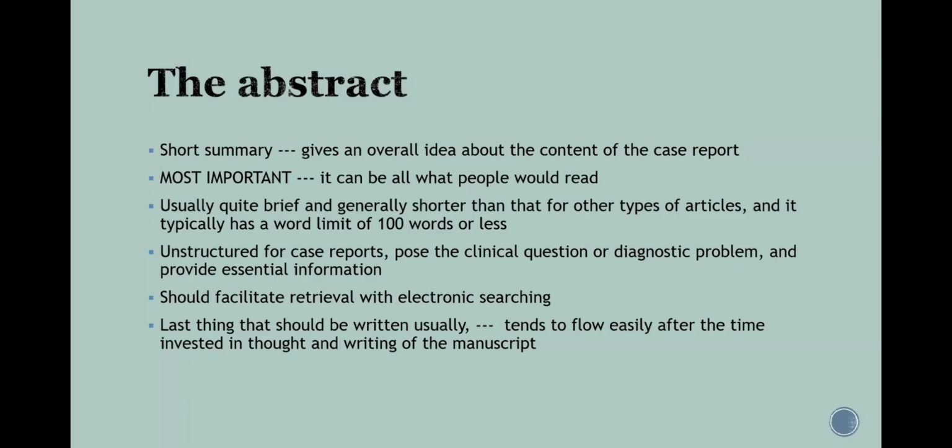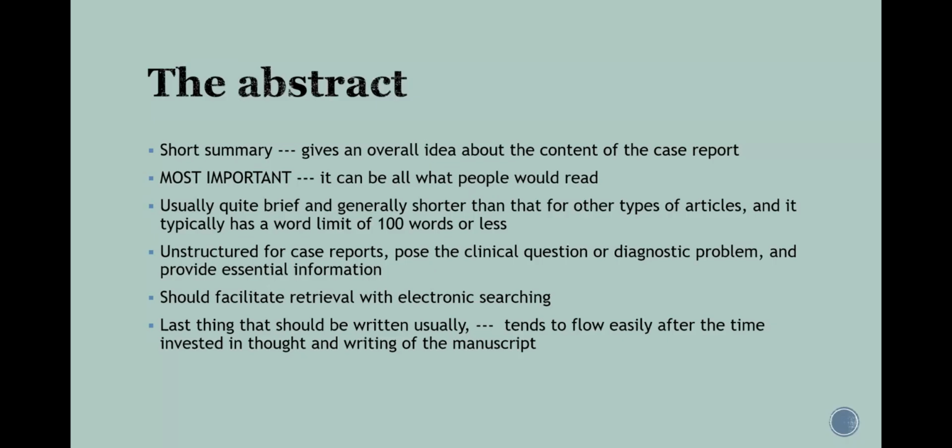So the abstract is one of the most important things. Why? Because it can be all that people read before reading your whole case report, and the same goes for original articles. It should be the most important short summary, the overall idea, and it is quite brief. Most of the time it's unstructured for case reports, while original articles have structured abstracts with headings. For a case report, it's usually 50 to 100 words and unstructured. It will pose the clinical question or diagnostic problem and provide essential information.